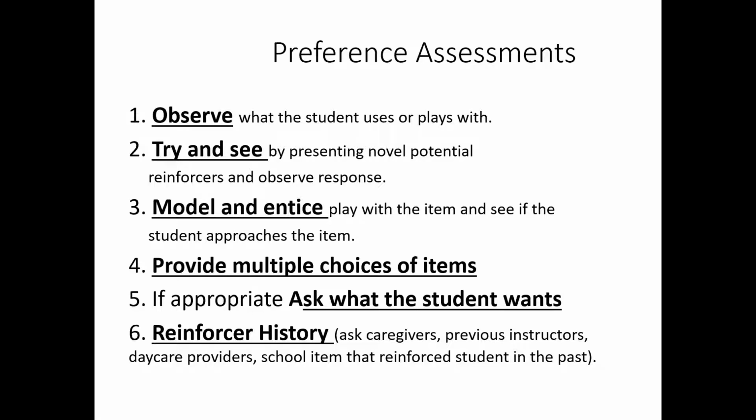So a good way to do this is observing the child. What do they usually like to play with? What are their favorite things? We can try and entice with different toys. We could offer different choices and see what the child gravitates towards. If appropriate, we can ask the child, hey, what's your favorite toy? What would be the best reward that we could use for you? Or we could gather a reinforcer history. So that would be asking parents or caregivers, other teachers or support people, what toys and rewards does your child really like, and then using that because we know it's going to be effective.